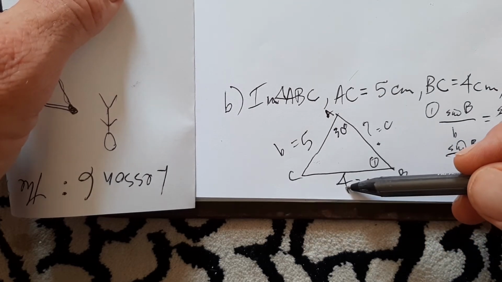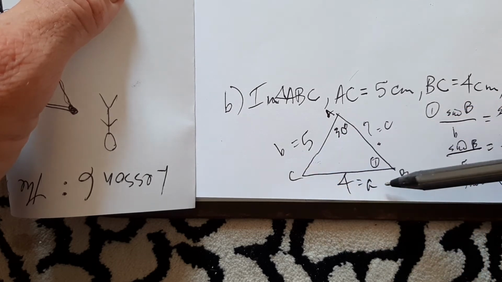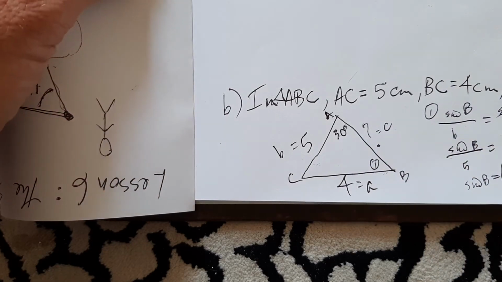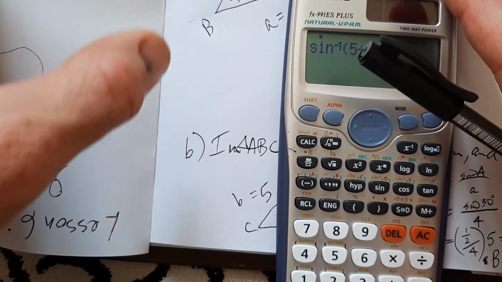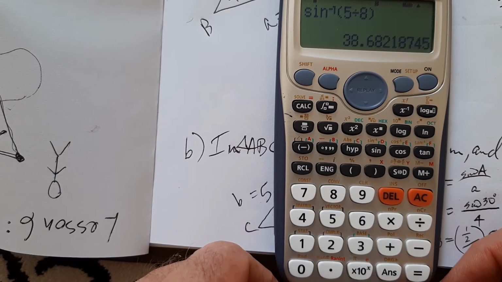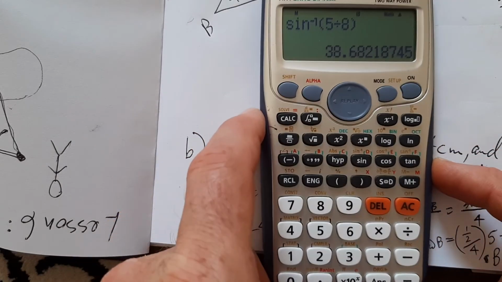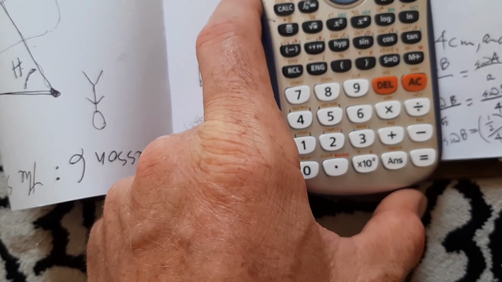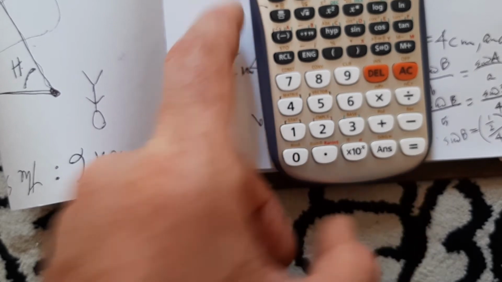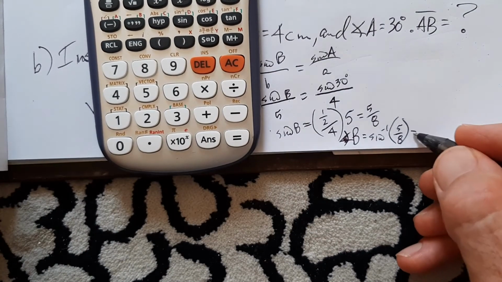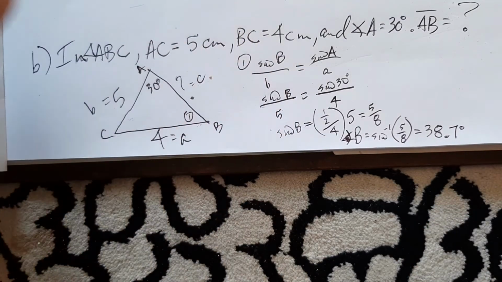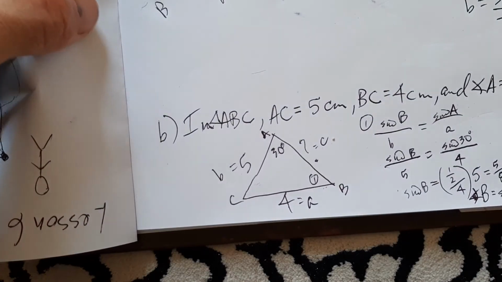This is 4 over here, opposite the 30, and this side's 5. So my answer should be, I hope I've got it in degrees, bigger than 30 degrees, but not by a whole lot more. So let's see what I get here. Hopefully I get a little bigger than 30 degrees. Yeah, there we are, 38.7. So the measure of angle B equals 38.7 degrees.